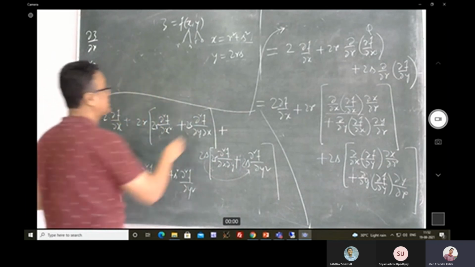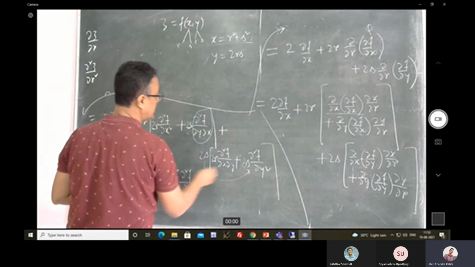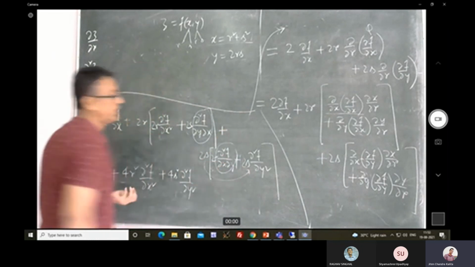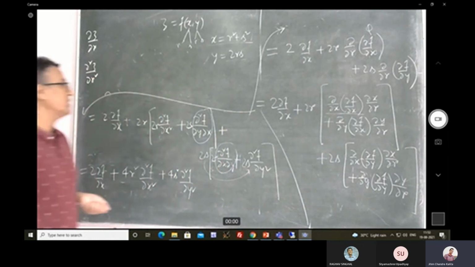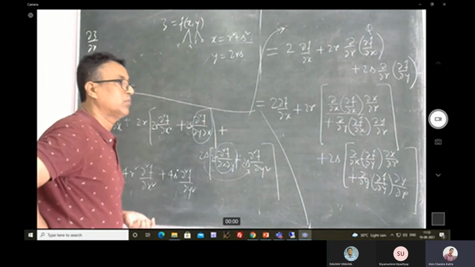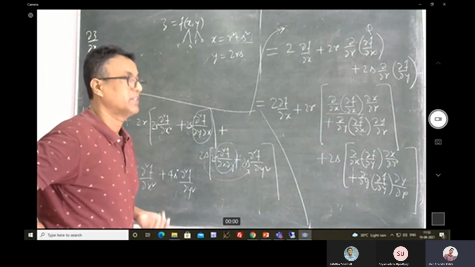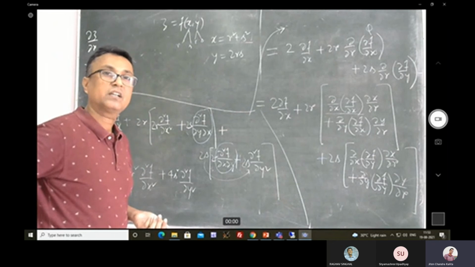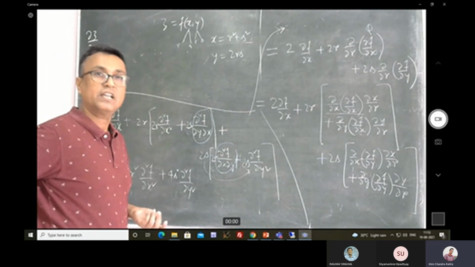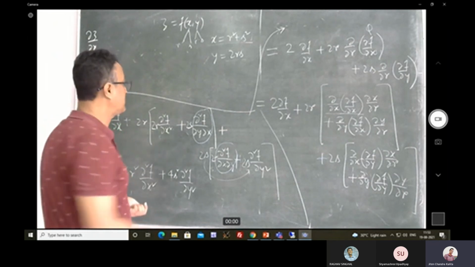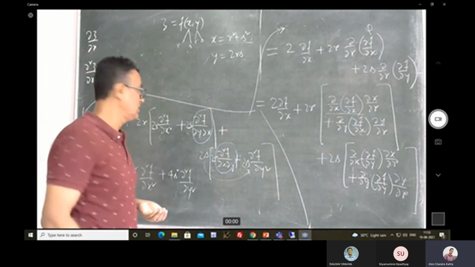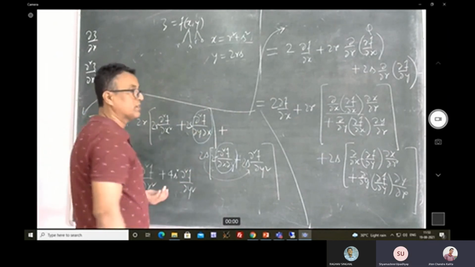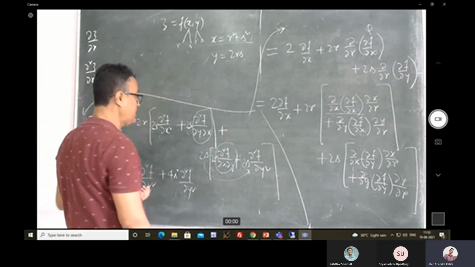Now let us get back to these two terms. If we assume that these mixed derivatives are continuous, then we can apply Clairaut's rule. And Clairaut's rule is going to give us what? Del 2 f del y del x equal to del 2 f del x del y, right?